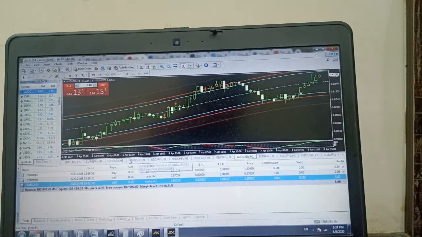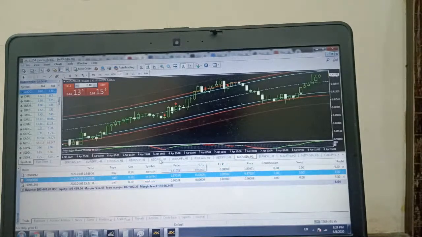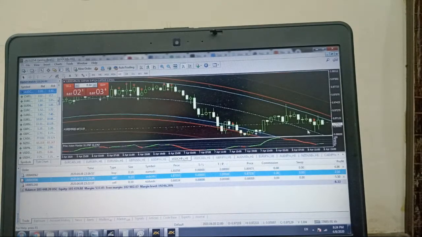Okay, so NZD/USD is going into loss right now. So let's have a look at USD/CHF. It's pumping down. Okay, guys, we need more trades, because right now only three trades have been triggered so far. At least we should have six to seven.